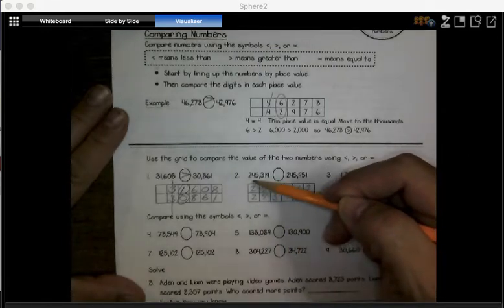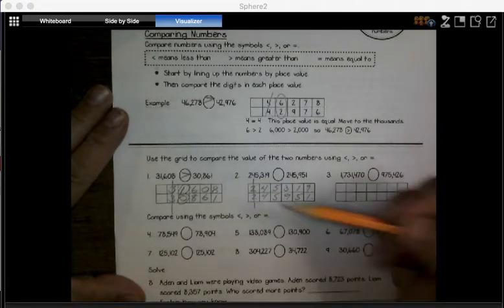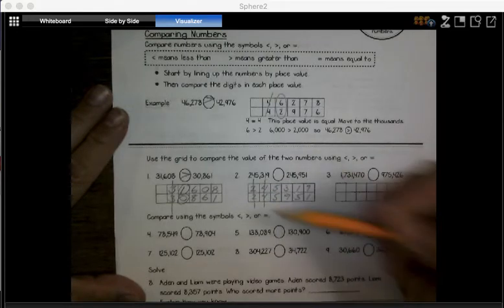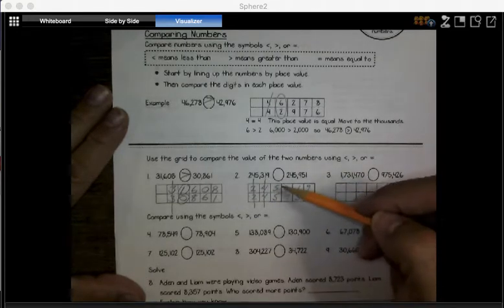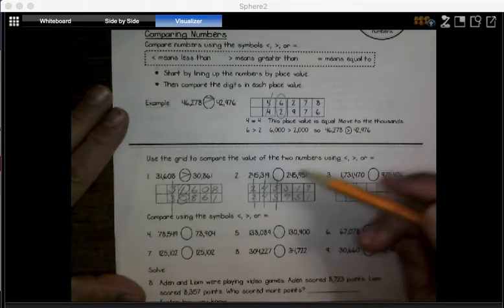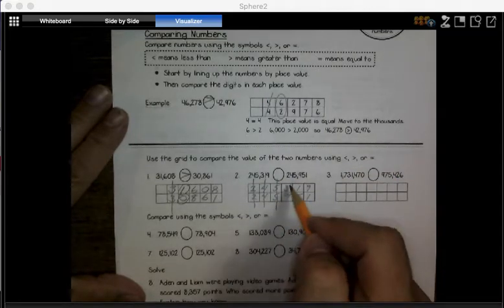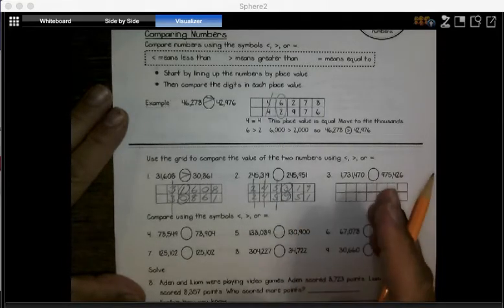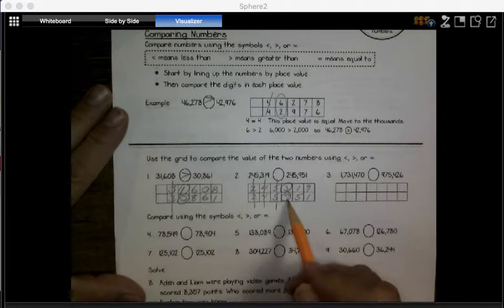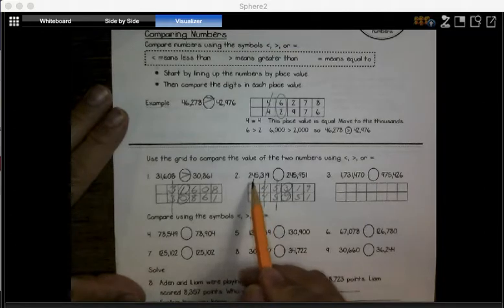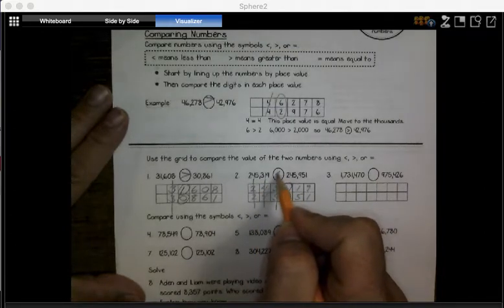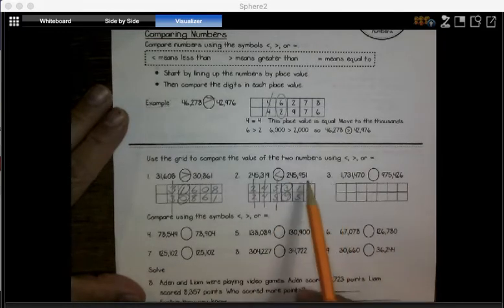In our 100,000s place value, the 2's are the same. In our 10,000s place values, the 4's are the same. In the thousands place value, the 5's are the same. Then when we move to the hundreds place value, we have a 3 and we have a 9. We can stop, because we now know one digit is larger than the other. So 245,319 is less than 245,951.